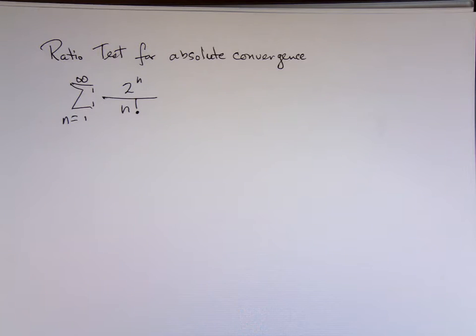The comparison tests depend on finding a comparable series that we know converges or diverges. We don't have one here. This is one we don't have a test for. We're going to use a ratio test on this one. Let me give you the ratio test, and then I'm going to give you a shortcut that takes care of most of those ratio test problems. But we're going to do it out on this.